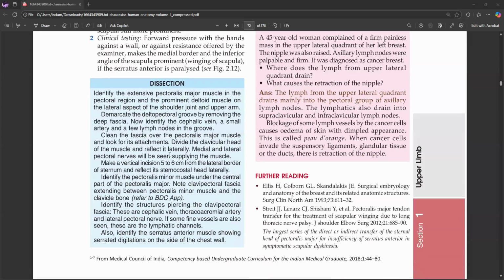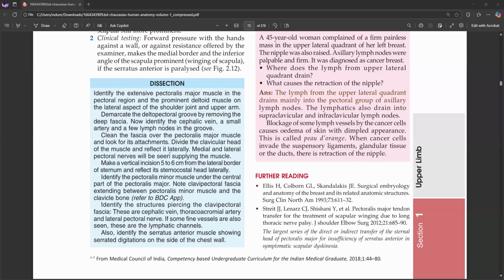Dissection. Identify the extensive pectoralis major muscle in the pectoral region and the prominent deltoid muscle on the lateral aspect of the shoulder joint and upper arm. Demarcate the deltopectoral groove by removing the deep fascia. Now, identify the cephalic vein, a small artery, and a few lymph nodes in the groove. Clean the fascia over the pectoralis major muscle and look for its attachments.